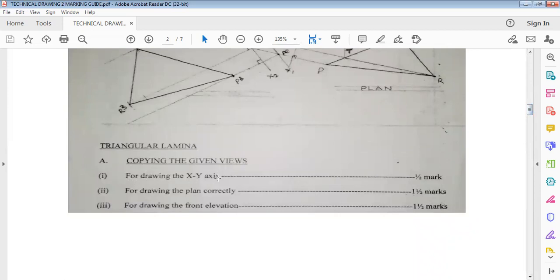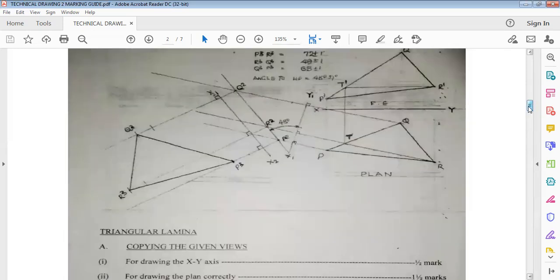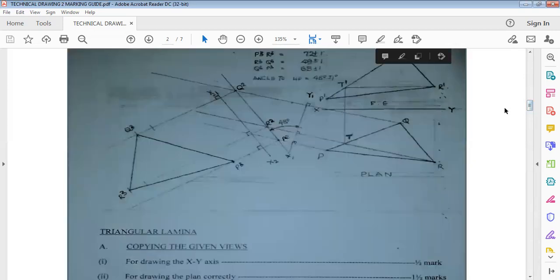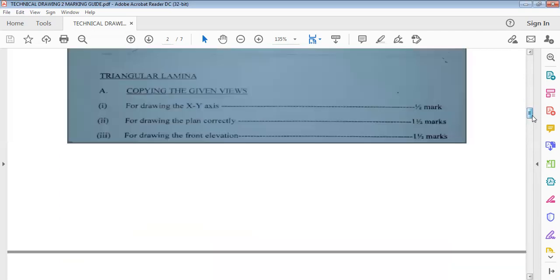And here we have that part A says copying the given views. For drawing the XY axis, half mark. So where is the XY axis? This is it. This line is the XY axis. For drawing that, you have half mark.